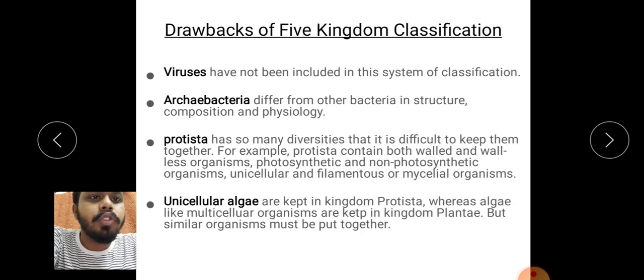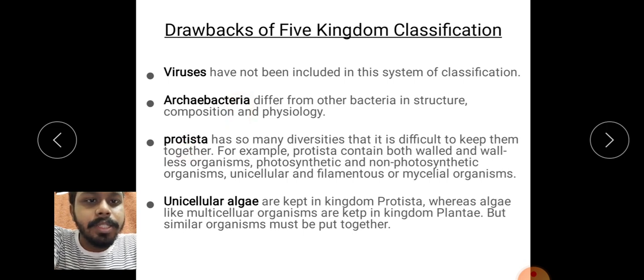And the next is the drawbacks of the five kingdom classification. What are the disadvantages? The first drawback is that viruses have not been included in this system of classification. No viruses are placed in any kingdom of the five kingdom classification. Okay, so this is a disadvantage. And next is the Archaebacteria. Archaebacteria differ from other bacteria in structure, composition and physiology, but they are present in Monera, where all the prokaryotes are placed. As archaebacteria differ from other bacteria in structure, they should be in a different kingdom. So this is a drawback.